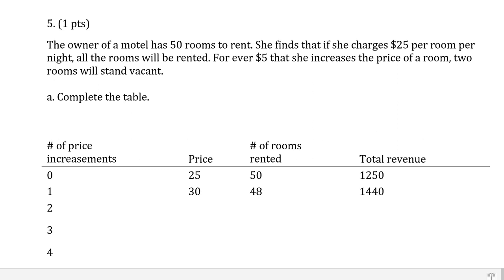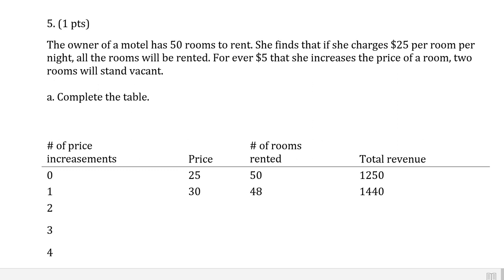I'm going to take a look at number 5 from section 6.4. The owner of a motel has 50 rooms to rent. She finds that if she charges $25 per room per night, all the rooms will be rented. For every $5 that she increases the price of a room, 2 rooms will stand vacant.